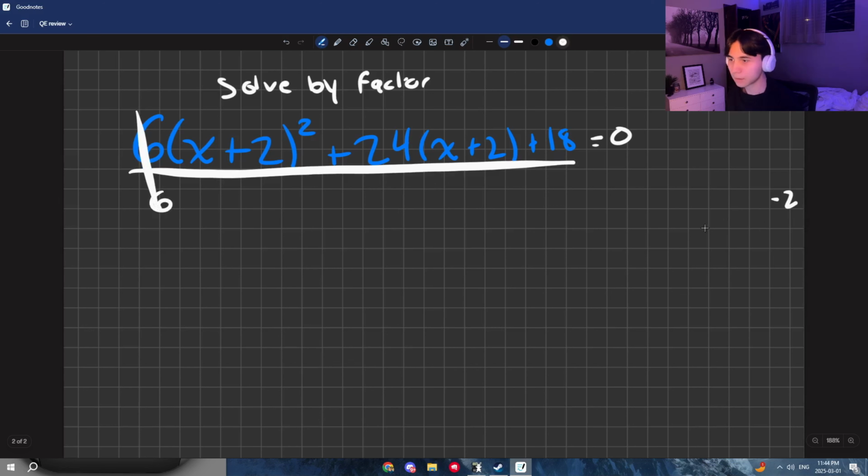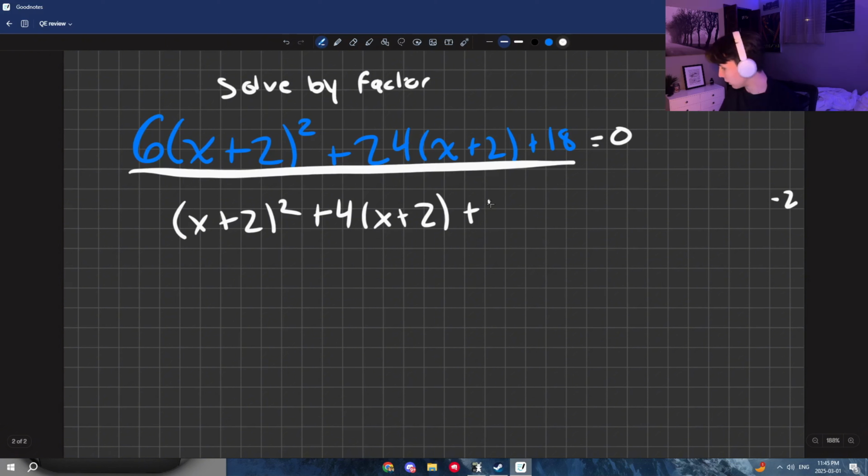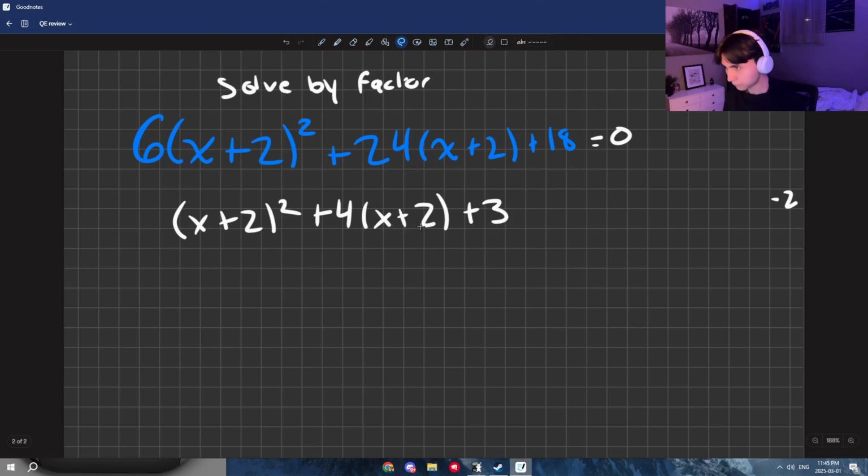So we have this cancel out, and we get (x + 2)² + 4(x + 2) + 3 when you divide everything by 6. Now that we've divided everything by 6, we can recall from earlier that you could technically expand all of these, do FOIL or whatever, and solve, but that is going to take a lot of time. So what we can do is set a letter equal to x + 2. So we have a = x + 2.